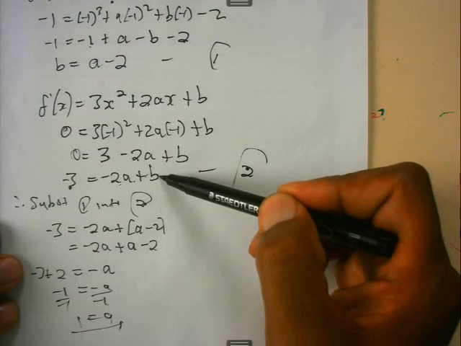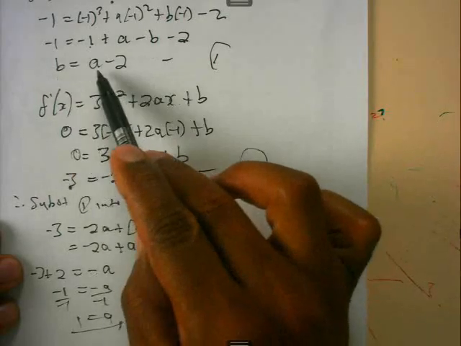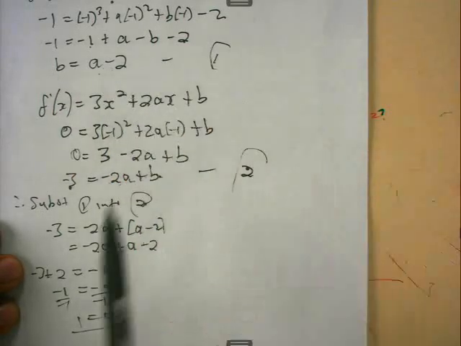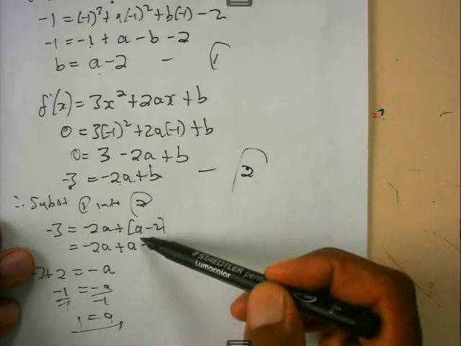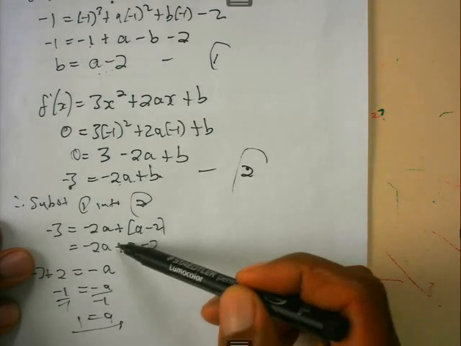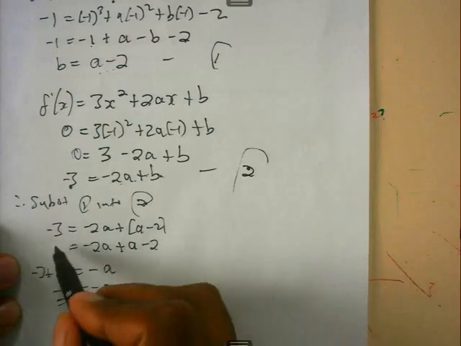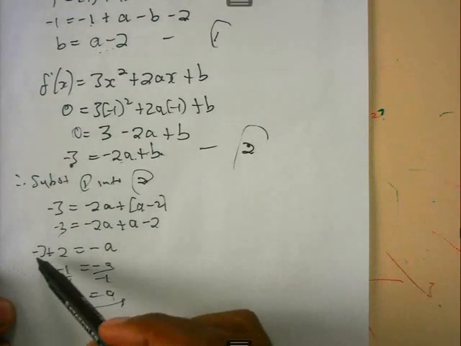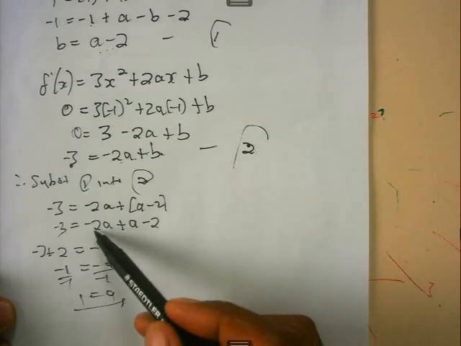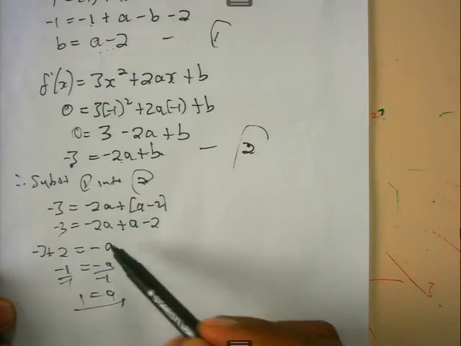It means now in this equation, wherever I see b, I replace it with a minus 2. Then here, minus 3 is equal to minus 2a plus, now our b is a minus 2. Then we simplify, and we still have negative 3 here. Now when I move 2 to the other side, it is minus 3 plus 2. Then minus 2a plus a, of course, is minus a.